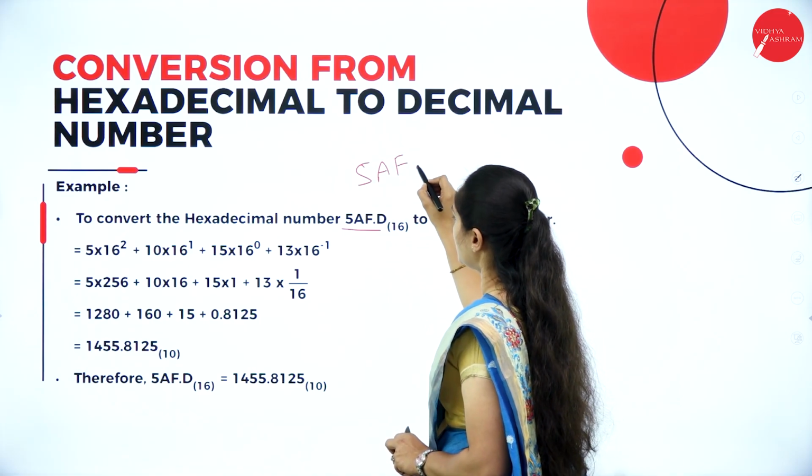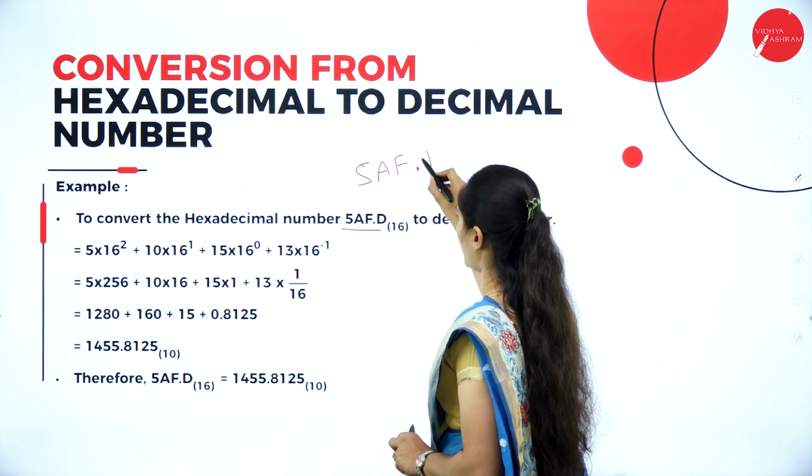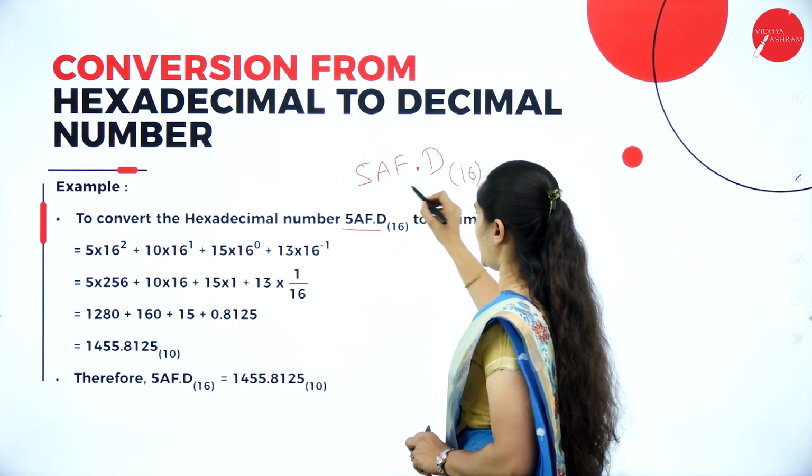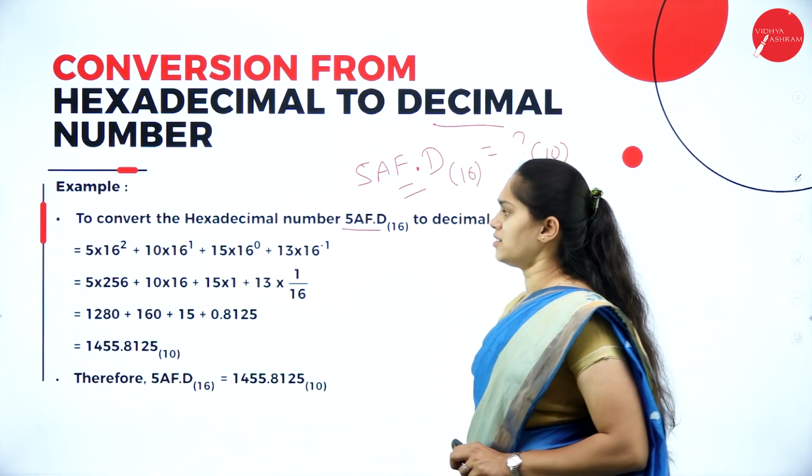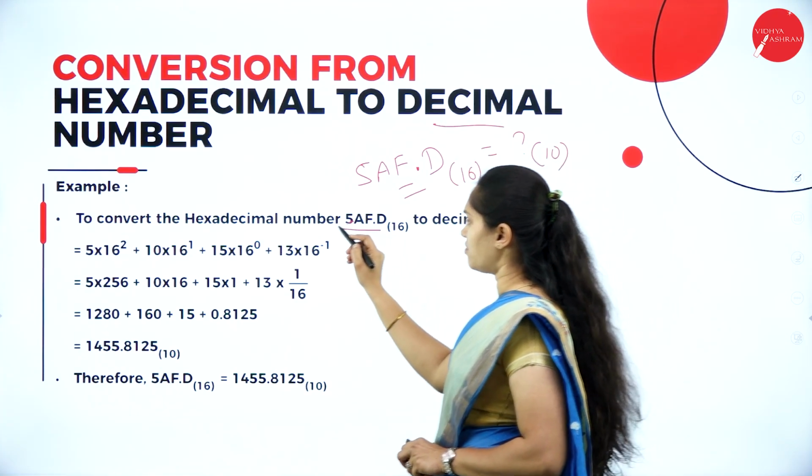5AF.D, a hexadecimal number of base 16. We have to convert this into its equivalent decimal number. How are we going to do that? Let me start with the first number.